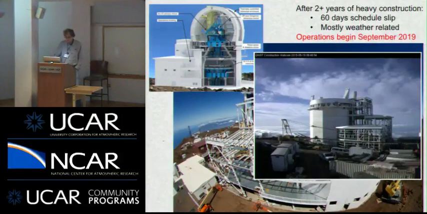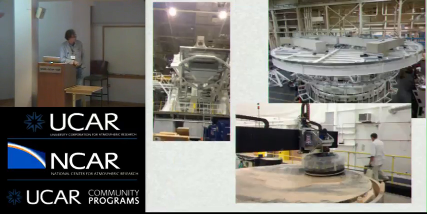Of course, there's lots of progress off the mountain as well. This is the telescope mount assembly. It's a movie, but I'm not going to take the time to play it. I can show you later if you'd like. The Coudé table. These have been disassembled and taken to Hawaii. This is the M1 mirror being polished, and the polishing is ahead of schedule.